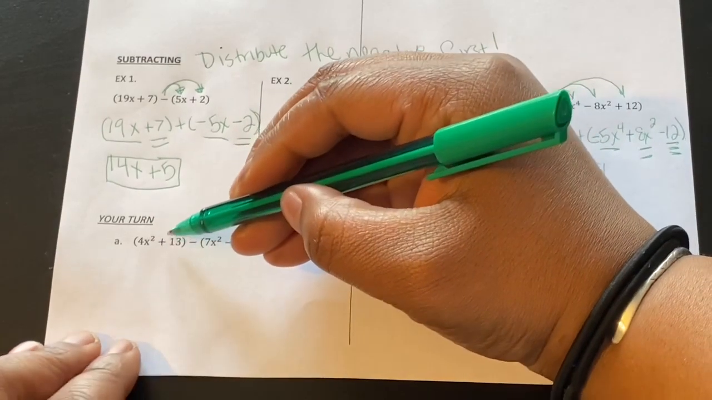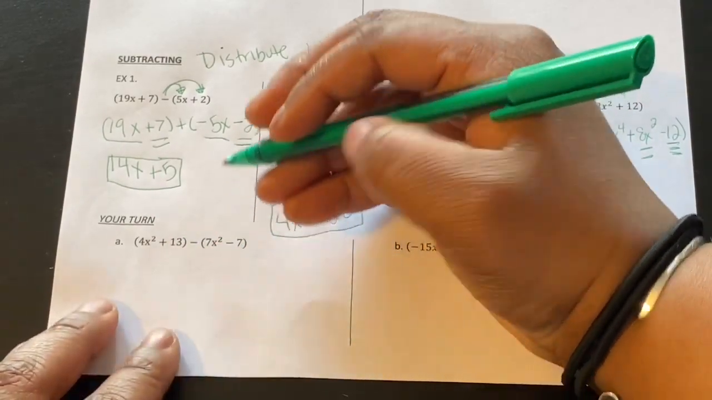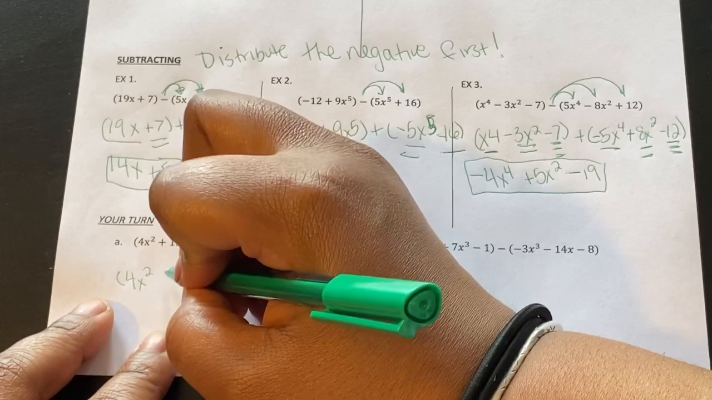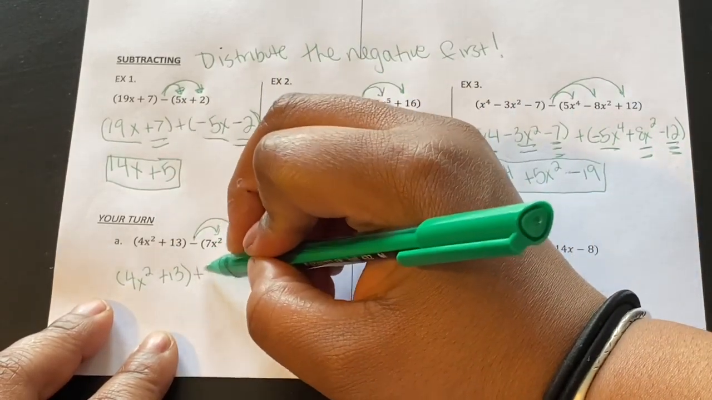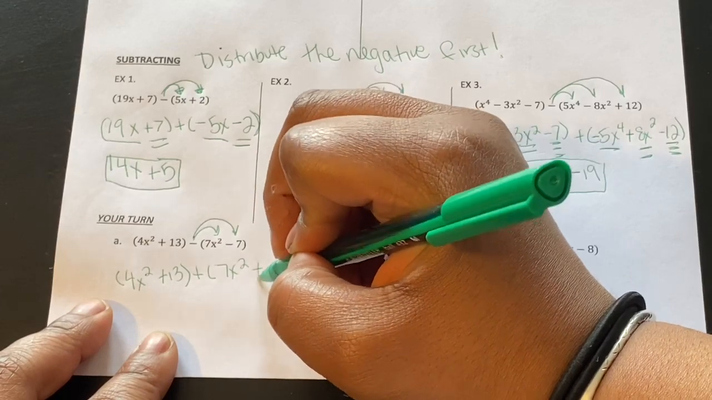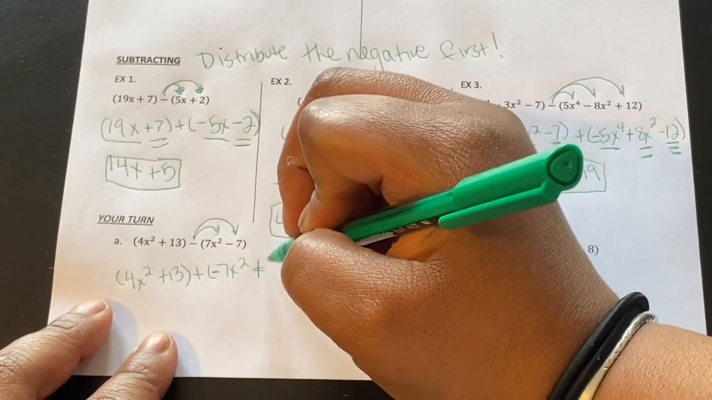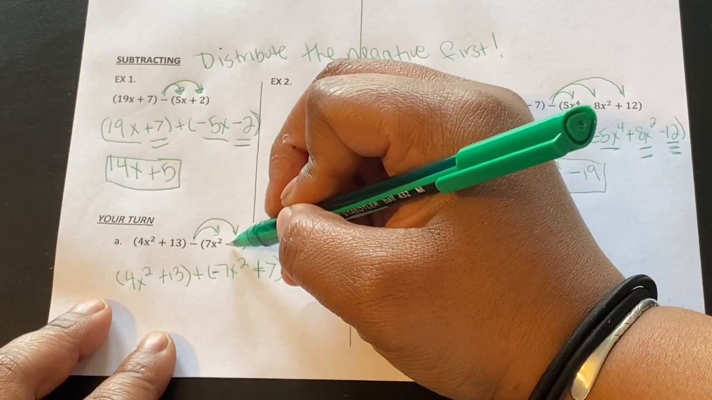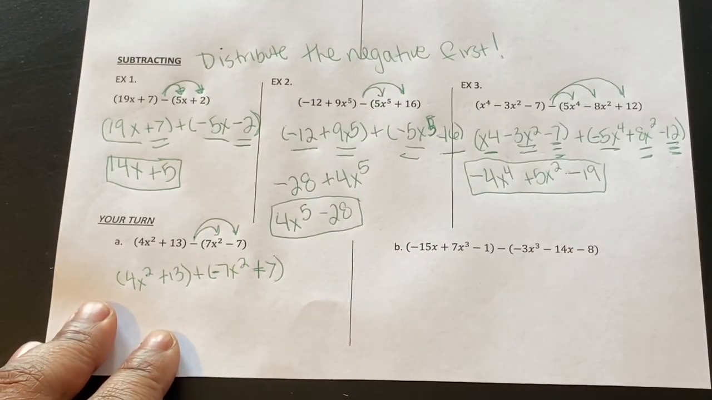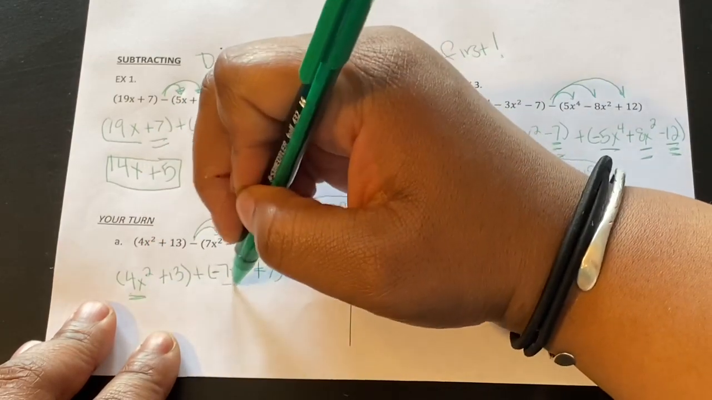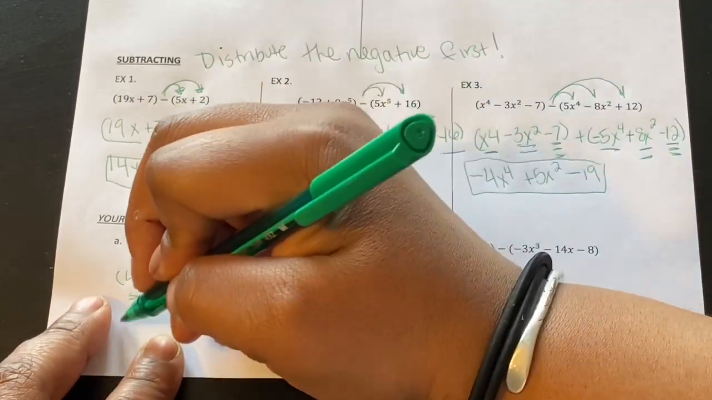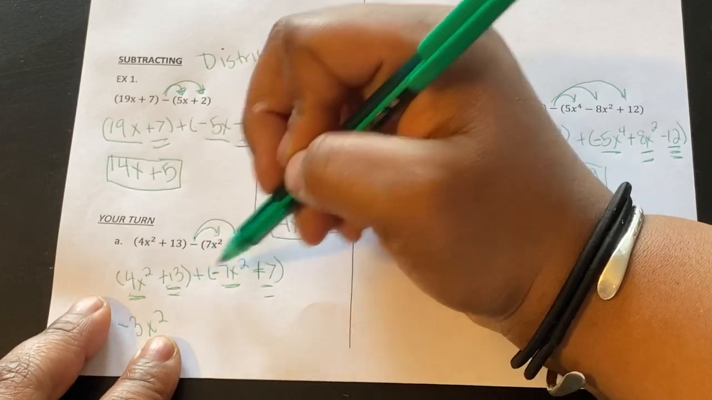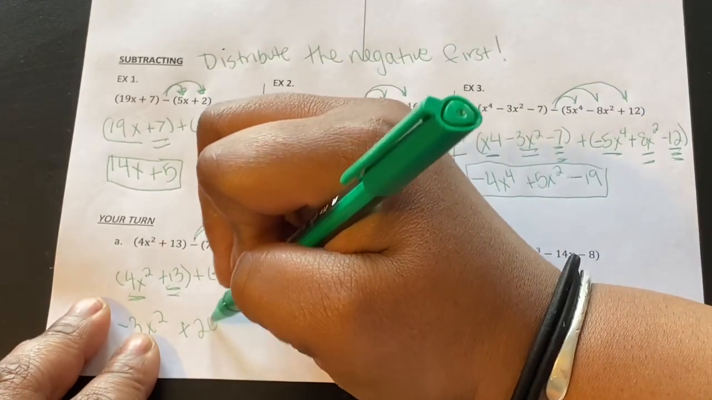Okay, I have 4x squared plus 13 minus 7x squared minus 7. I'm going to distribute the negative, which changes the sign of everything in the second set of parentheses. So it becomes negative 7x squared plus 7. It was positive 7x squared, now it's negative 7x squared. It was negative 7, now it's positive 7. I can combine my like terms. 4x squared minus 7x squared is going to be negative 3x squared. And then 13 plus 7 is going to be positive 20.